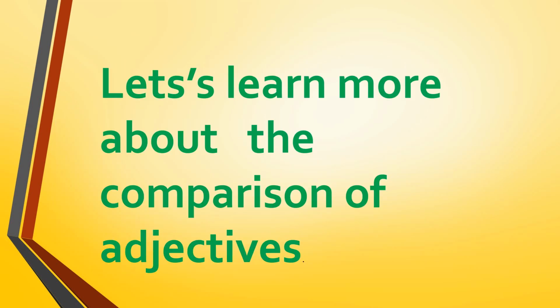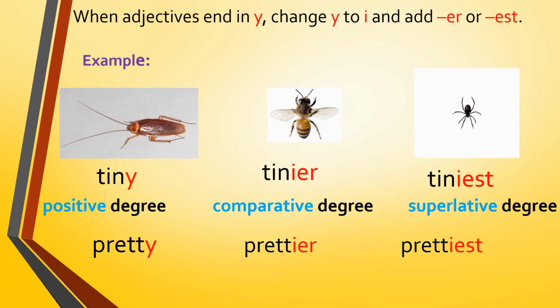Let's learn more about the comparison of adjectives. When an adjective ends in Y, change the Y to I and add ER or EST. For example, tiny, tinier, tiniest. Tiny is in positive degree. Tinier is in comparative degree. Tiniest is in superlative degree. In another example, pretty, prettier, prettiest.